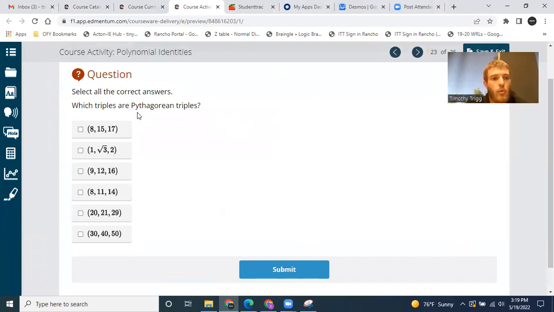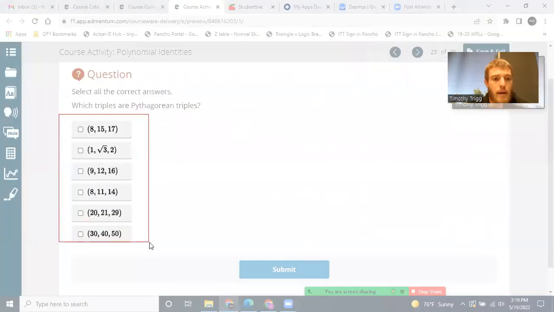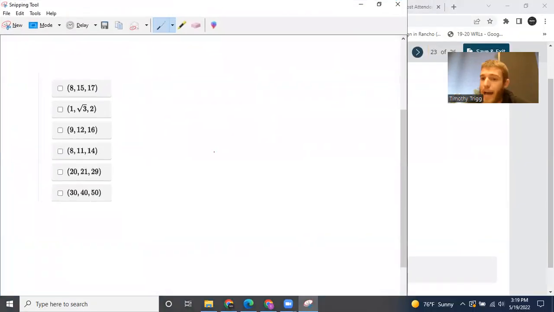So which triples are Pythagorean triples? A Pythagorean triple is a set of 3 numbers where the Pythagorean theorem actually works. Now remember, for one, they all have to be integer numbers, in other words, whole numbers. So this one doesn't count because it has a square root of 3, which is not a perfect square root. You have to have all whole numbers for Pythagorean triples.